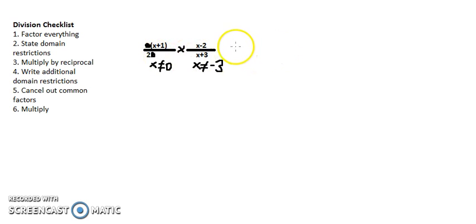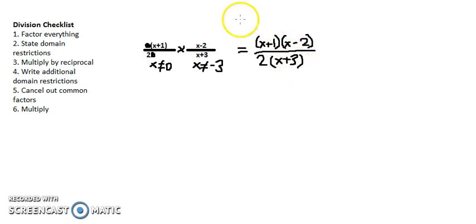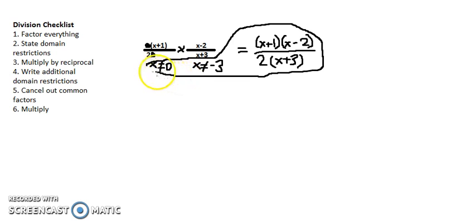So now all that's left is to multiply. So in this problem, you would get x plus 1, the quantity x plus 1, multiplied by the quantity x minus 2, all over 2 times the quantity x plus 3. And if you remember, you will leave it in factored form, so this is simplest form. And here are your domain restrictions. So the final answer is right here.